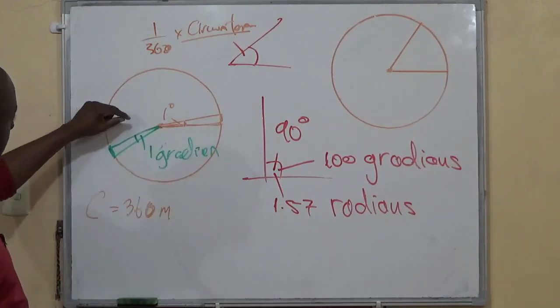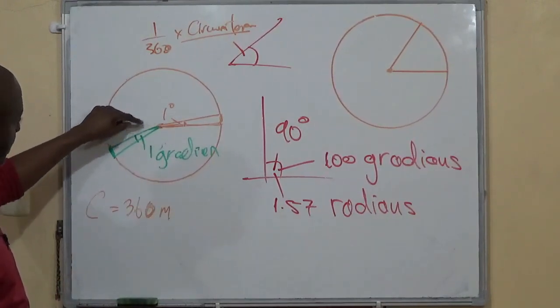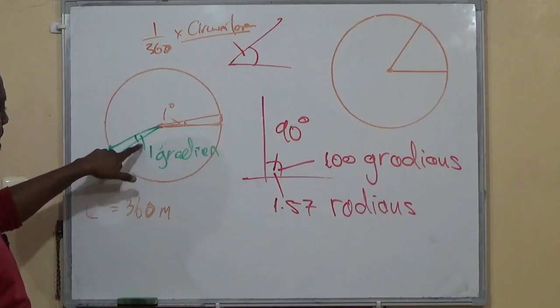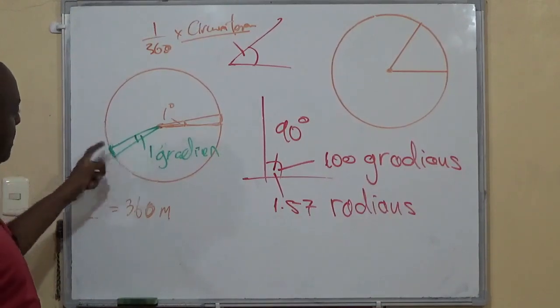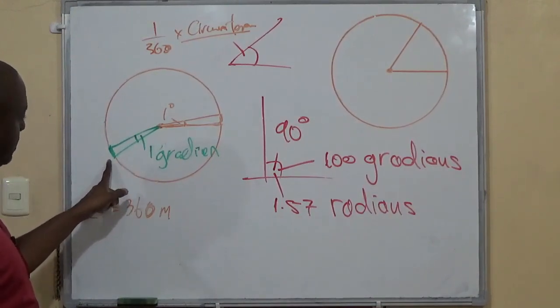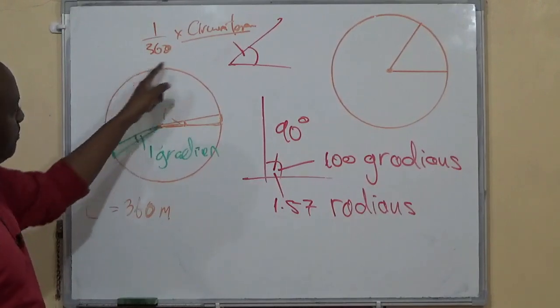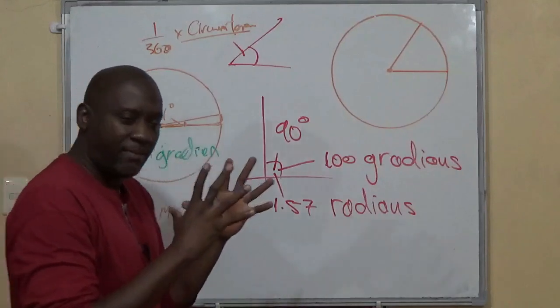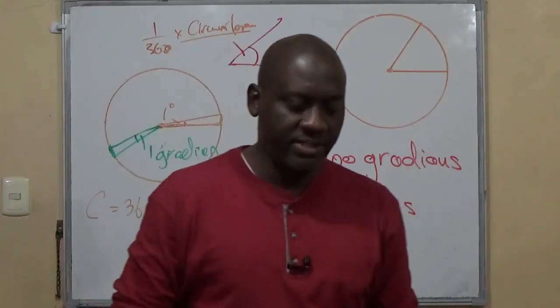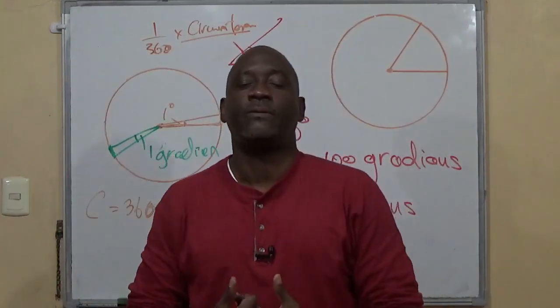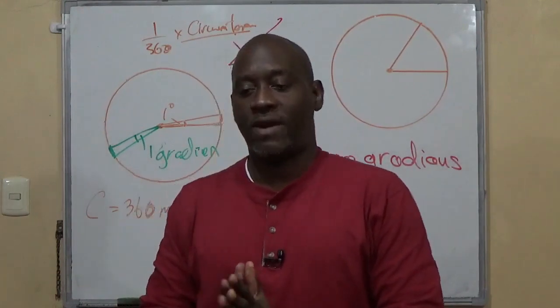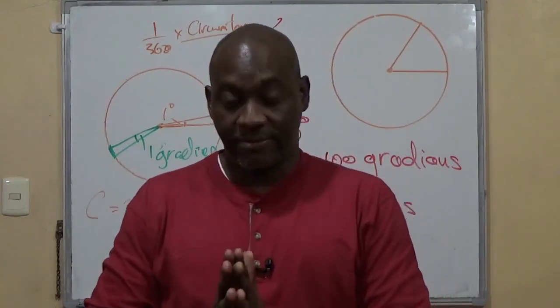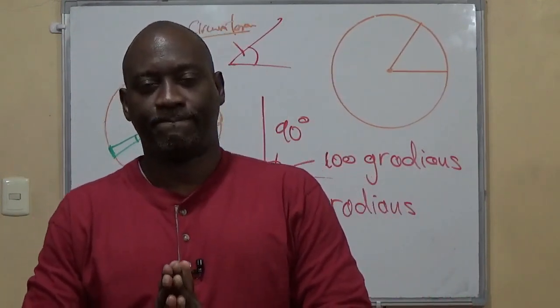and defining 1 gradient as the space subtended by an arc of 1 meter on a circle of circumference 400 meters. Using that same idea, that same philosophy, that same concept, it allows us now to arrive at a place where we could define the radian.